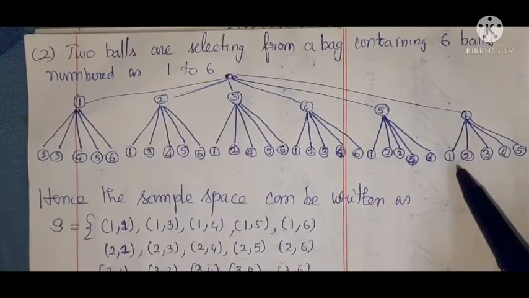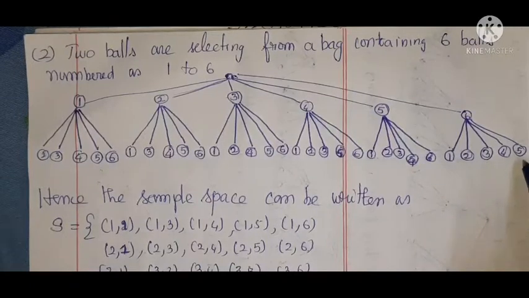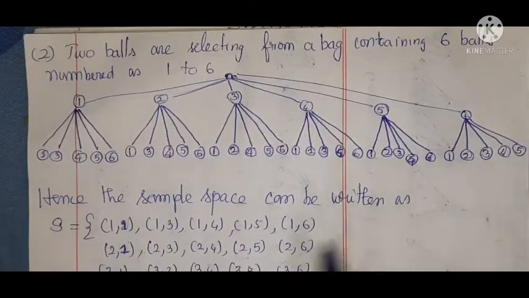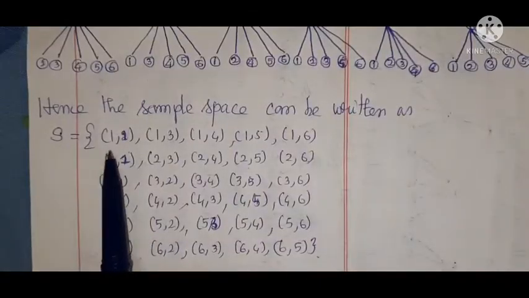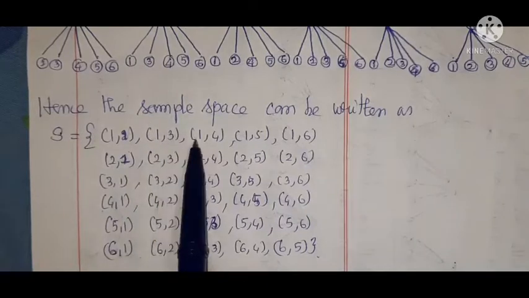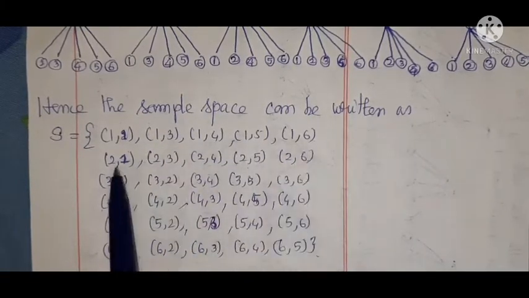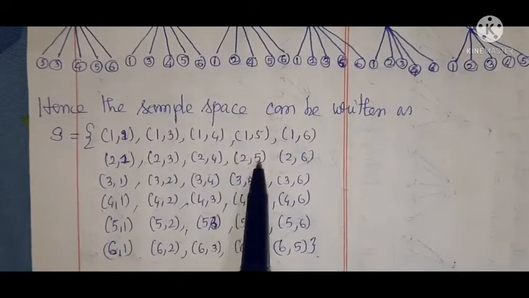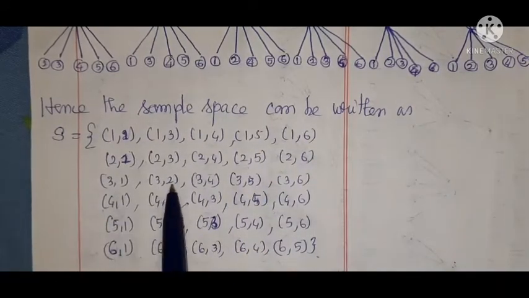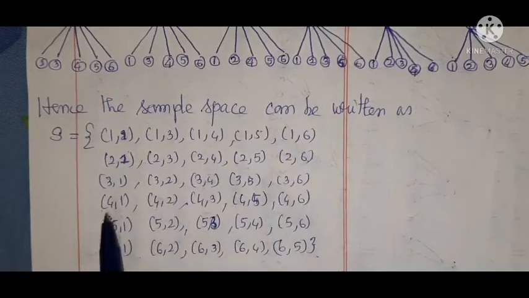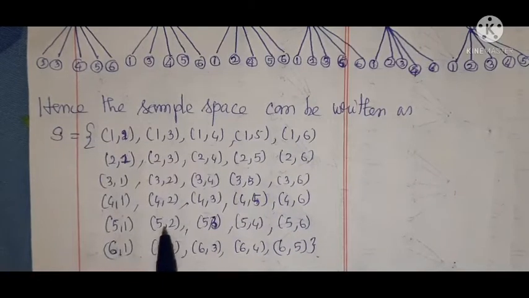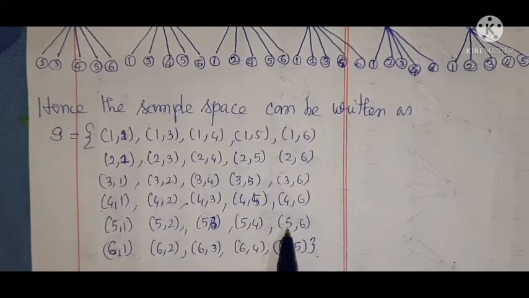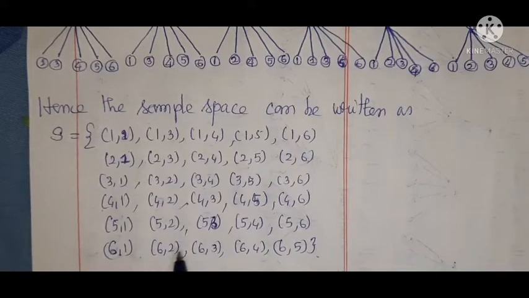The second ball may be 1, 2, 3, 4, 5, any one of the 5 numbers. Hence, the sample space can be written as: (1,2), (1,3), (1,4), (1,5), (1,6), (2,1), (2,3), (2,4), (2,5), (2,6), (3,1), (3,2), (3,4), (3,5), (3,6), (4,1), (4,2), (4,3), (4,5), (4,6), (5,1), (5,2), (5,3), (5,4), (5,6), (6,1), (6,2), (6,3), (6,4), (6,5).